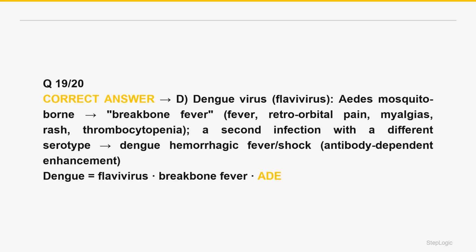Dengue has 4 serotypes. Infection with one gives lifelong immunity to that serotype, but not the others. A subsequent infection with a different serotype can paradoxically cause more severe disease, dengue hemorrhagic fever and dengue shock syndrome: plasma leakage, hemorrhage, shock, via antibody-dependent enhancement. Non-neutralizing antibodies from the first infection facilitate viral entry. Management is supportive fluids. Avoid aspirin or NSAIDs because of bleeding risk. It is in the same flavivirus family as yellow fever and Zika. The Aedes-transmitted breakbone fever flavivirus with hemorrhagic risk on reinfection is dengue.